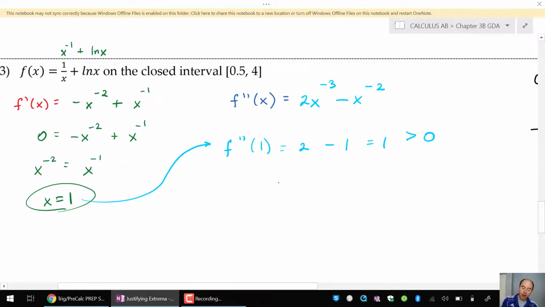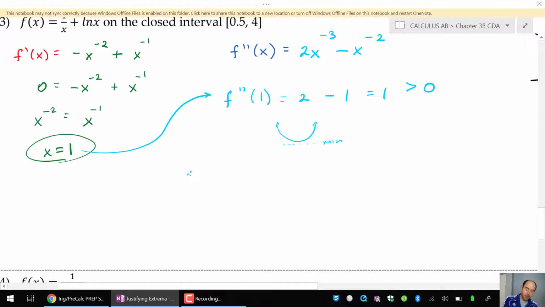So I'm dealing with a concave up portion or function at x equals 1, and if x equals 1 is a critical point, it looks like I'll have a minimum right there. So I would say because f double prime of 1 is positive, f has a relative minimum at x equals 1.